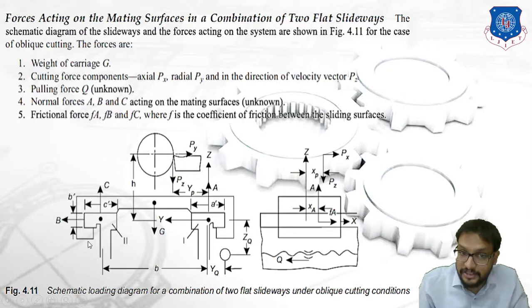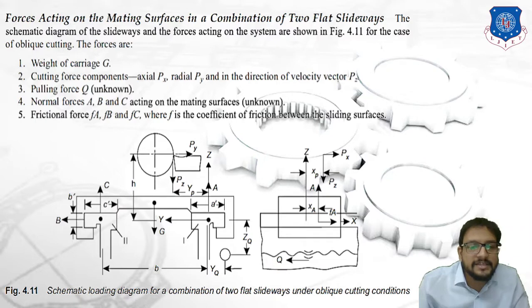Now this entire arrangement, you can see, which is hanging on this slideway, is called a carriage. The weight of the carriage acting in a downward direction would be capital G. For orthogonal cutting, the forces would be Py, and the force in the velocity vector direction is Pz in a downward direction.